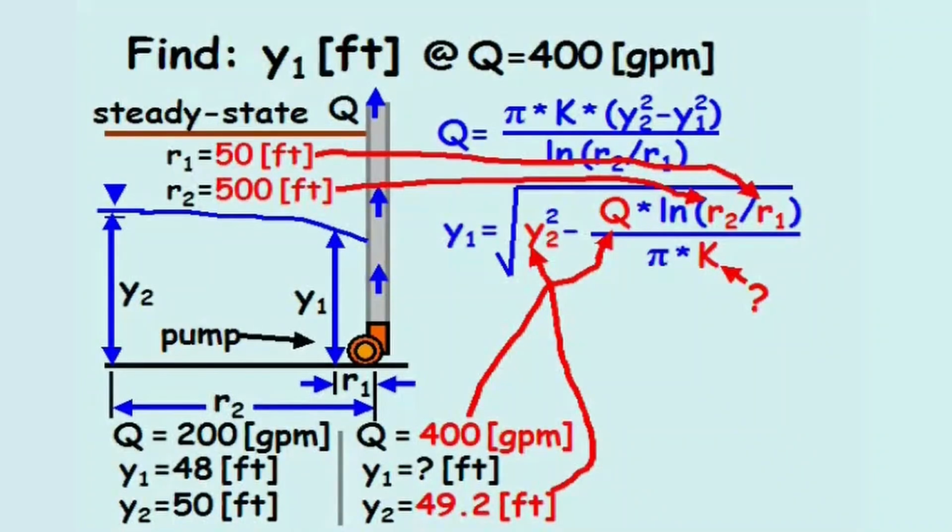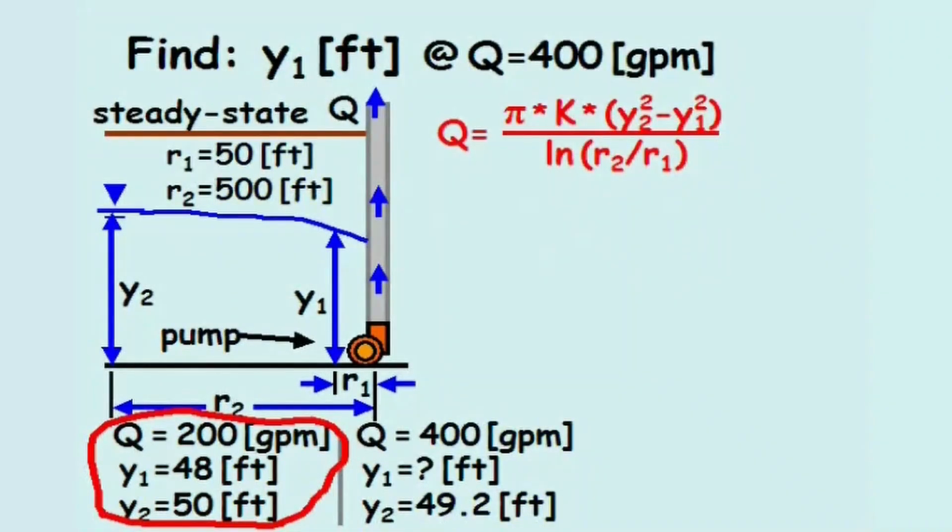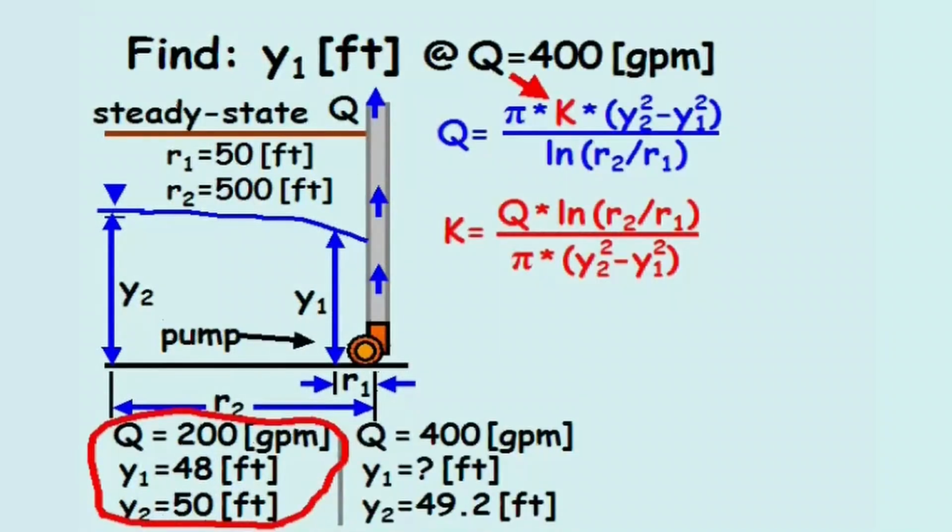From our given data, we know all the variables needed to solve for y1, except the value of k, the hydraulic conductivity. To solve for k, we'll need to use the data associated with the smaller flow rate. Revisiting the initial equation, the hydraulic conductivity is calculated.